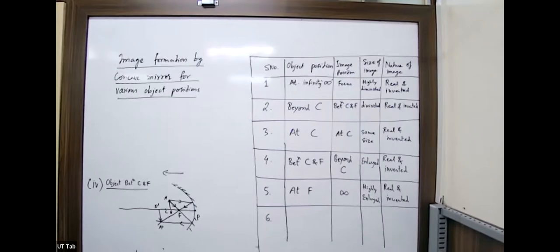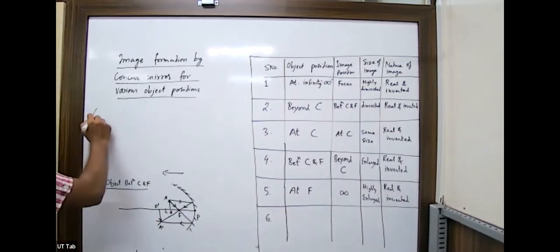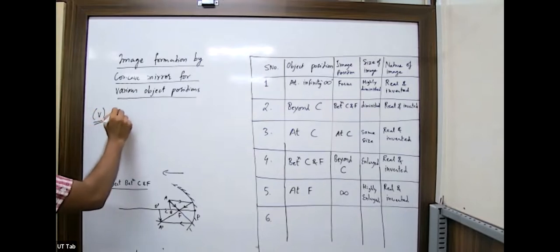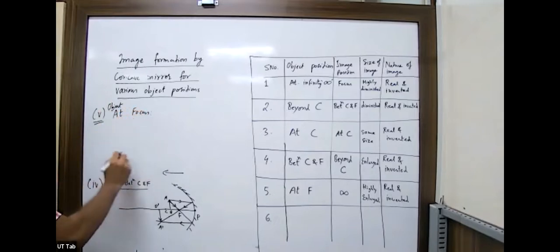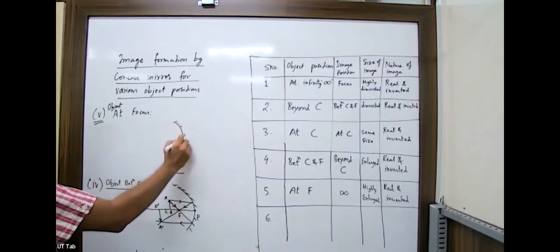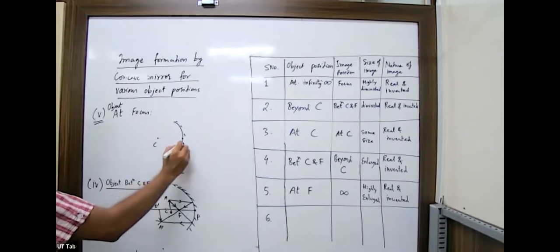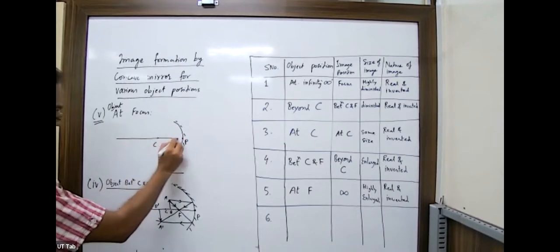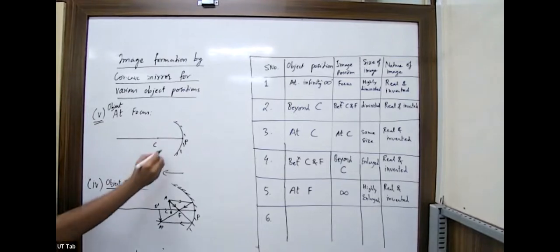Anybody else has completed? Almost everybody completed. So everybody has got it. So I'll draw it still. So this is that focus, object and focus. Right, so this is C, F. So where is the object now? Object is at focus.